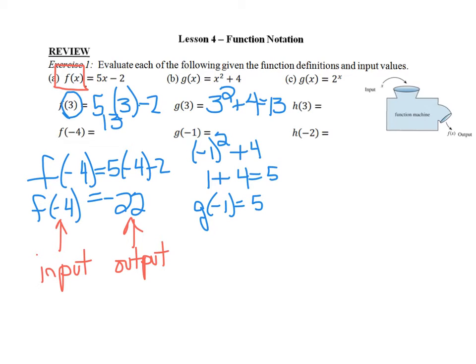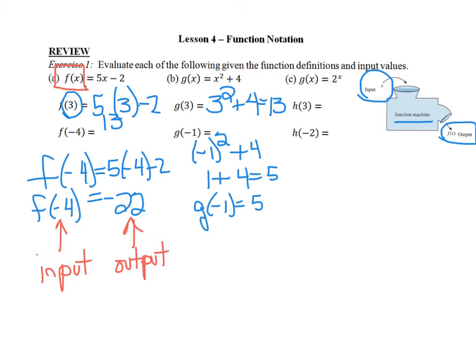You'll notice that I put a graphic off to the side here showing a function machine. This is how you might want to think about function notation. We have an input x that goes into the machine, and the machine does some kind of rule to that x. And out pops the output, which is just our f of x answer.